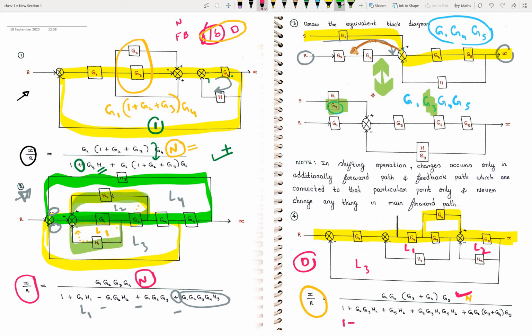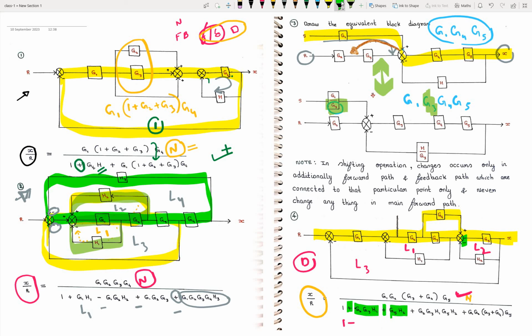That's why I have written here G2, G3, H1, and we have to multiply with minus, minus into minus is plus. Now come to L2. Here we have G5 and H2, and we have to multiply with a negative sign, minus into minus is plus. That's why I have written here plus.